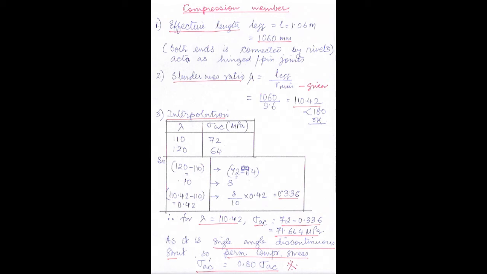The r min value was given as 0.96 centimeter, but here we should convert it into millimeter. Why? Because the effective length is also converted into millimeter, so r min also should be converted into millimeter, otherwise it will be wrong. So 0.96 centimeter, if you multiply it by 10, gives 9.6 millimeter. Please take care of the units in the theory of structures, because units are very, very important.